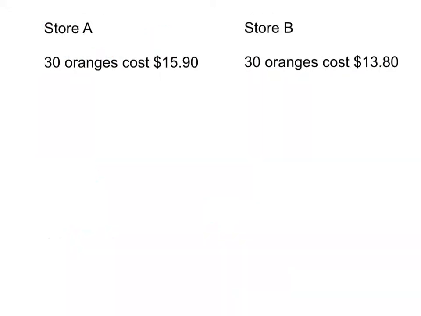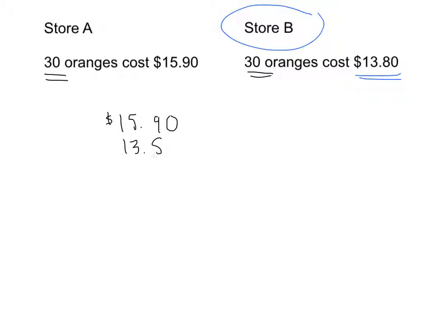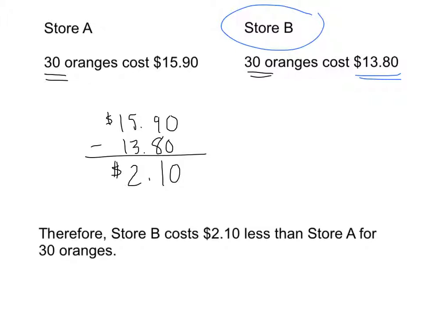Now that we've calculated the cost of 30 oranges from each store, it's easier to make a comparison. Well, which store is cheaper? Right, Store B is cheaper because for the same number of oranges, we're paying less money. Well, how much cheaper is it? To find the difference between the two costs, we're going to use subtraction. If Store A is $15.90 and Store B is $13.80, how much money do we save? Let's calculate this using subtraction, and we have $2.10. Therefore, we've answered the question: Store B costs $2.10 less than Store A for a total of 30 oranges.